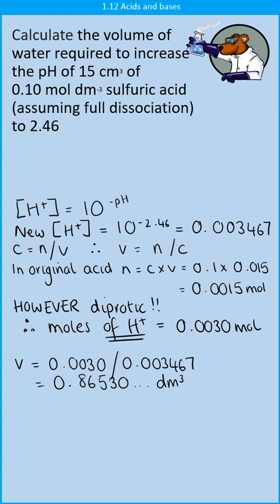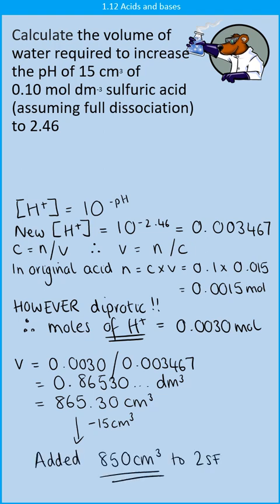However, we also need to be careful here because lots of people are going to get to this point and stop. This is the total volume and the question asked me how much water I needed to add. So I'm going to convert to centimeters cubed to make my life easy, and then I'm going to remove the 15 centimeters cubed that I already had at the start, and therefore I'm going to have added 850 centimeters cubed if I'm going to two significant figures, which I'm going to because the volume and the concentration were both to two significant figures.